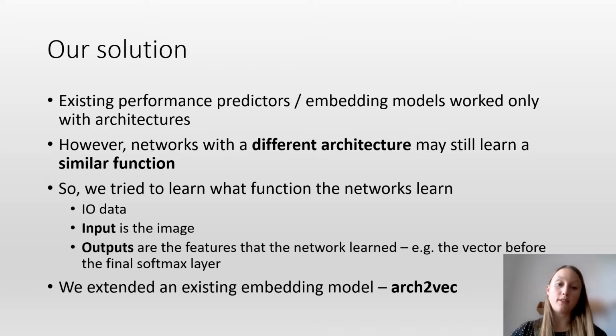So we try to learn what function the neural networks from the search space learn. We created so-called I/O data, where the input is the image and outputs are some features that the network learned. Generally, that could be some feature maps in case of convolutional networks, or you can use, for example, the vector just before the final softmax layer. And to do that, we extended an existing embedding model that's arc2vec.